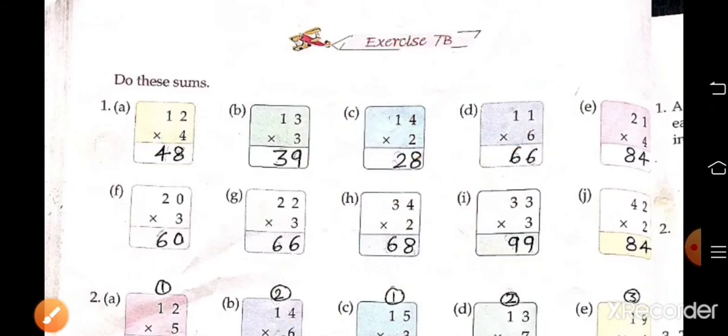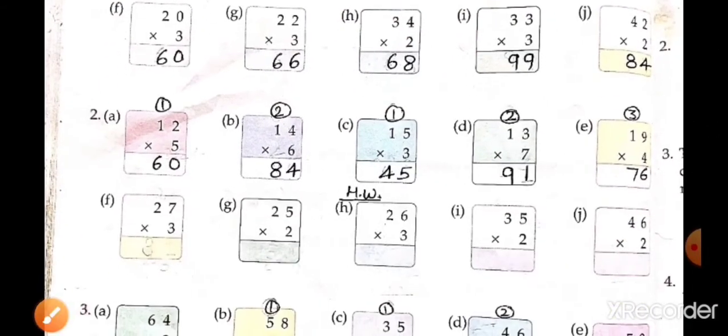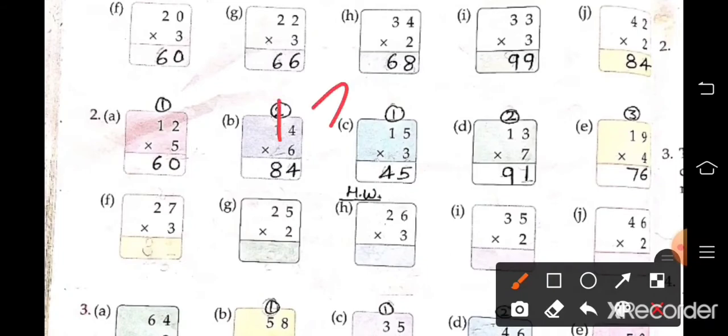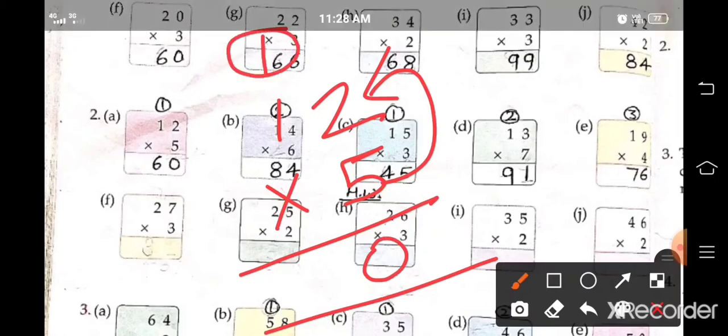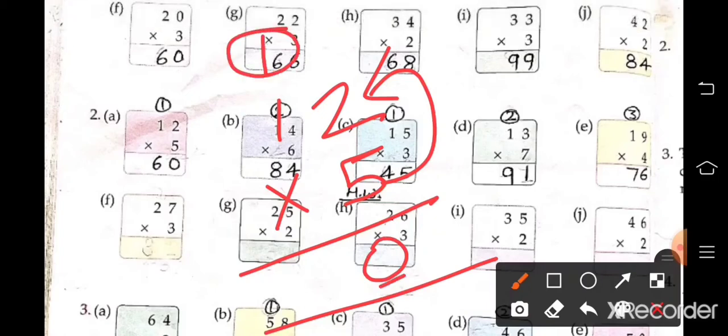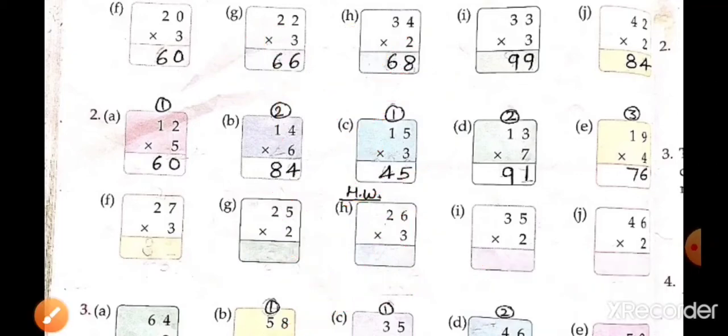Okay. So like this we have to do all these sums. Now question number 2, A part: 12 multiply 5. 5 2s are 10. So we can't write the 10 complete. So write 0 here and 1 carry. Now 5 1s are 5, and add carry 1, 6. Okay, so 60 is the answer.